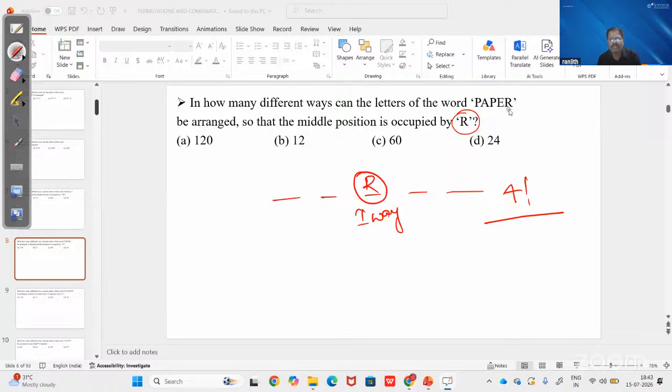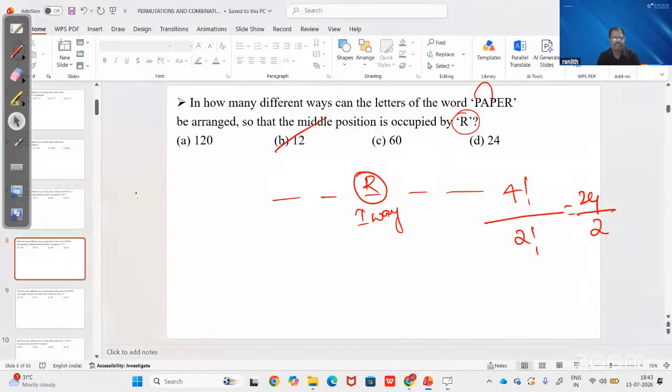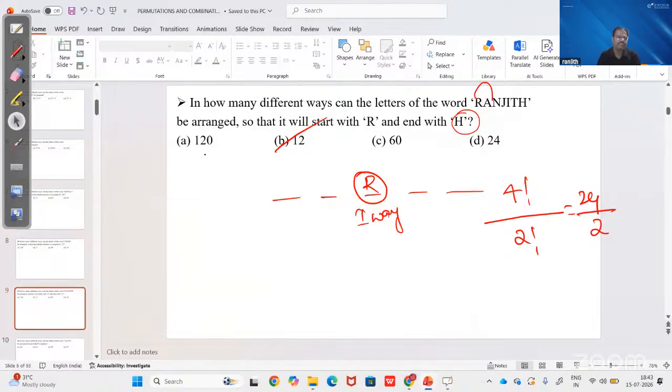Are there any common letters? We have 2 P's, which is 2 factorial. 4 factorial is 24, 2 factorial is 2. 24 by 2 equals 12, which is our answer. Next.